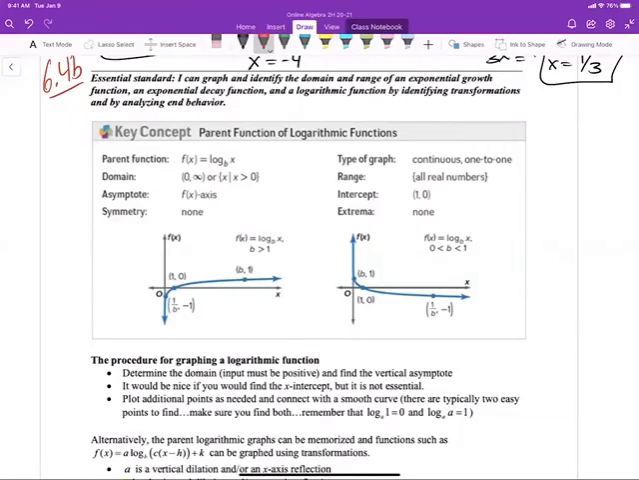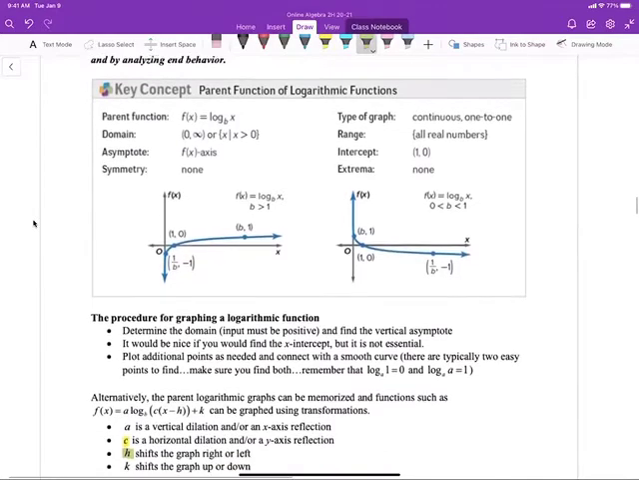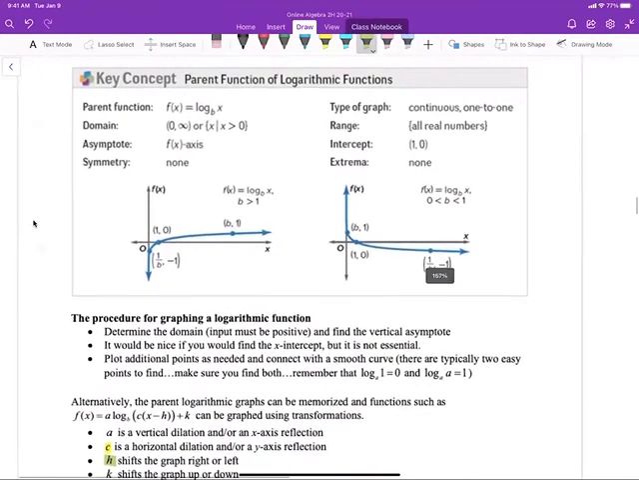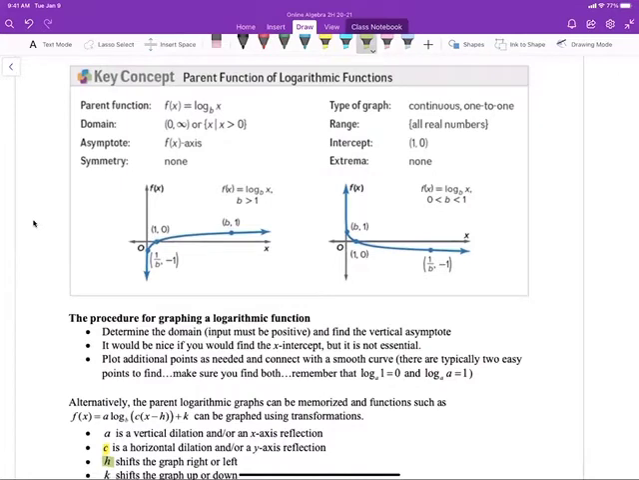All right, this is our lesson for 6.4b. I can identify the domain and range of logarithmic functions. We've already done exponential growth and exponential decay functions. We are working with logarithmic functions today, which we learned about yesterday. So here is what our parent function looks like graphed of logarithmic functions.